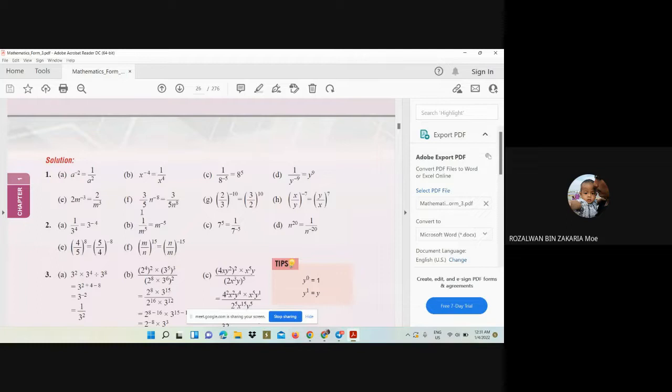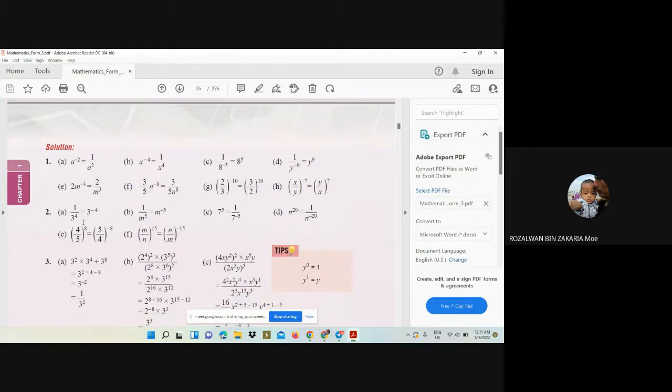And for b, 1 over m power of 5 equal to m power of minus 5. And for c, 7 power of 5 is equal to 1 over 7 power of minus 5. And for d, n power of 20 is equal to 1 over n power of minus 20. And for e, in bracket, 4 over 5, close bracket, power of 8, is equal to, in bracket, 5 over 4, close bracket, power of minus 8.